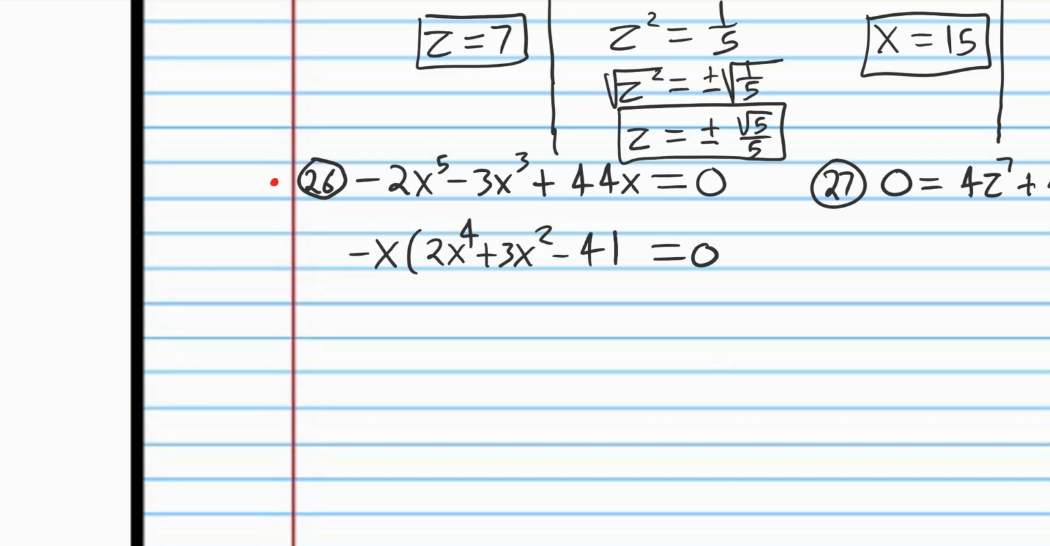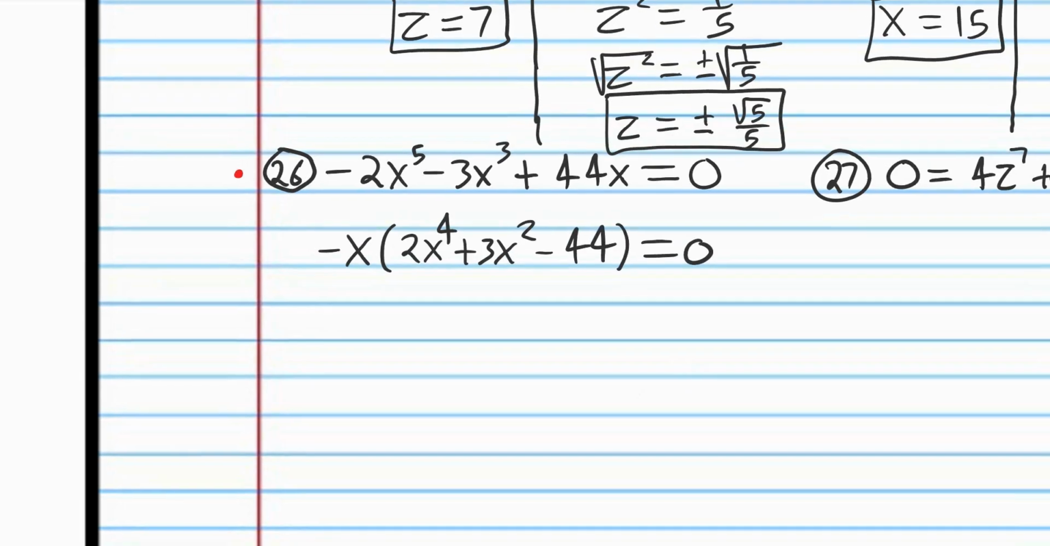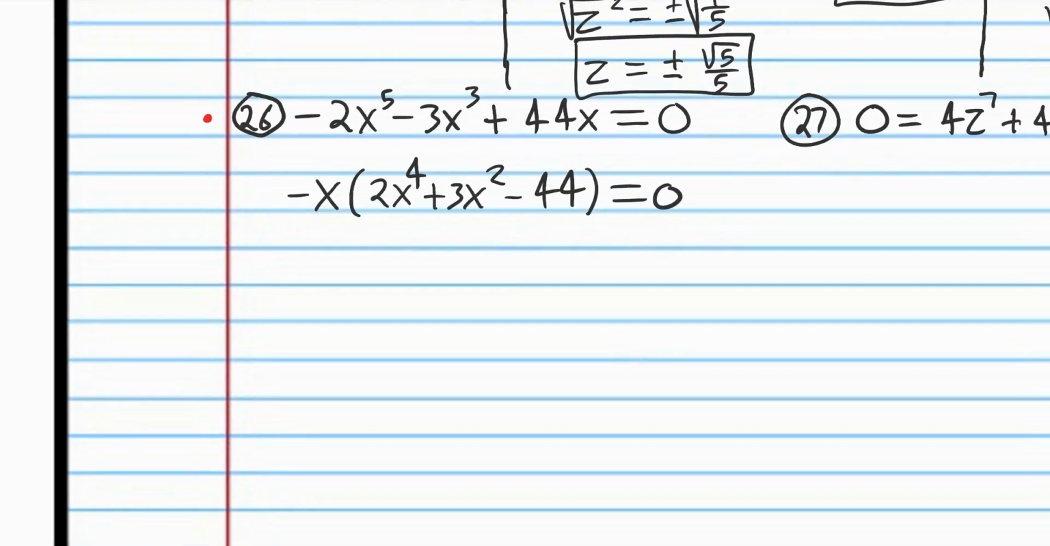If at first you don't succeed, try again. So let me double check that. So that looks correct. All right, so now here's what's different. This is not a typical quadratic expression, because we have a 4th power and a 2nd power.